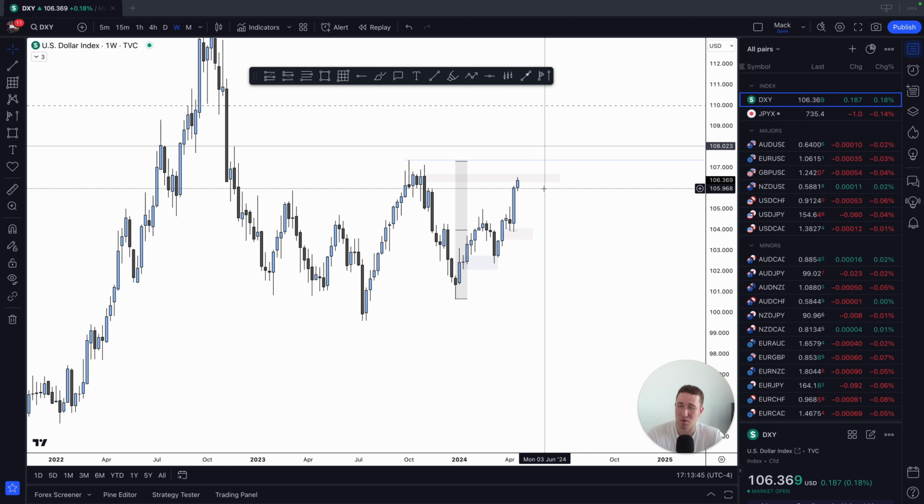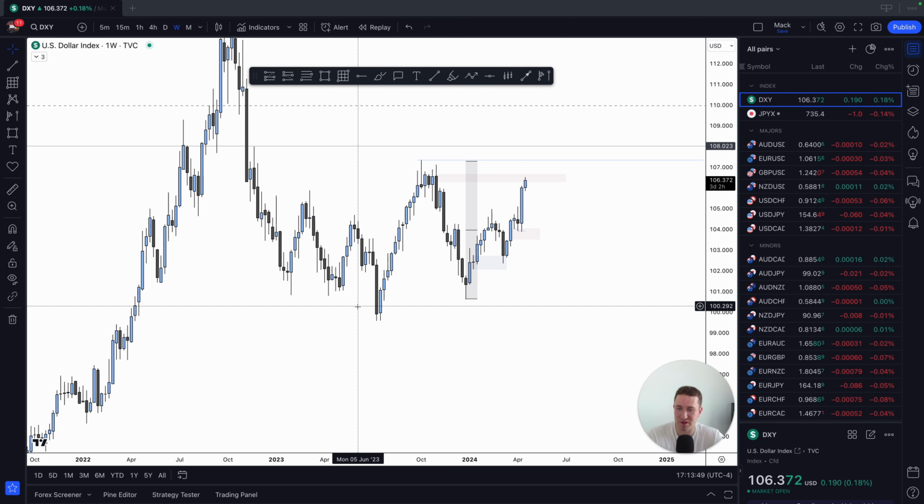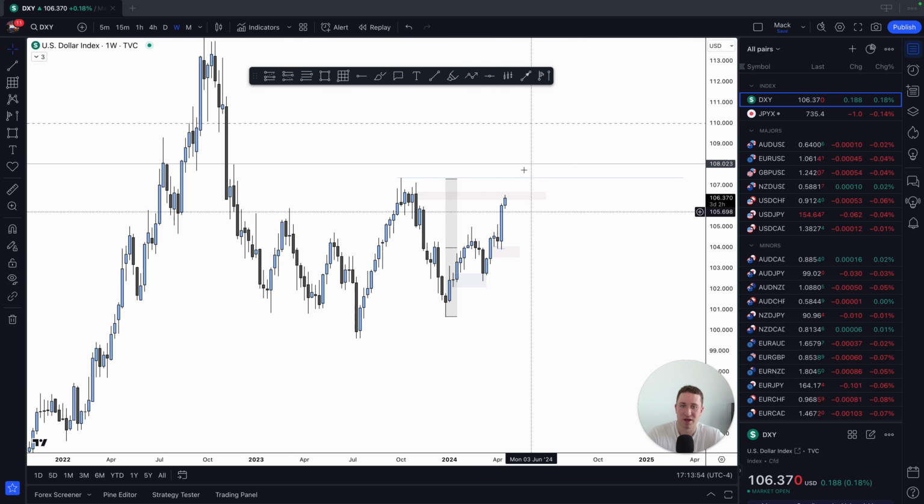I like to see where we are on the DXY, and we've been reading this absolutely perfect. When we swept these lows and had this break from all the way down here all the way up to here, this is the next liquidity pool that I expect us to go to.